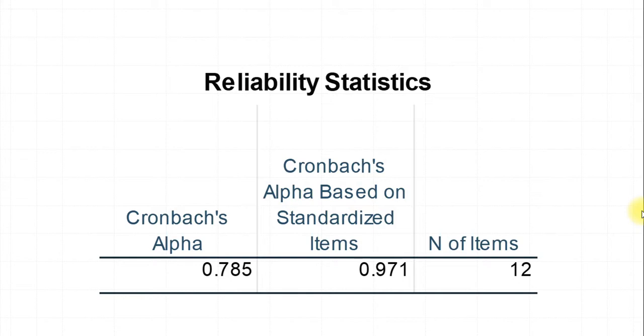This is the first table I calculated using SPSS, the reliability statistics, where the Cronbach alpha value is 0.785. We discussed earlier in my previous video that if the reliability value is greater than 0.7, it shows that the reliability is very good. If it is more than 0.9, it shows excellent reliability. So the nearer to 1, the better the reliability. So the reliability statistics show that the 12 items or variables in my questionnaire are highly reliable.